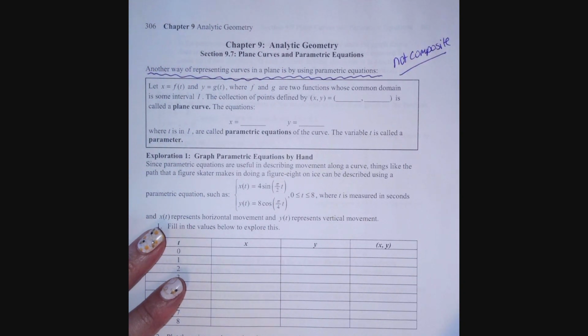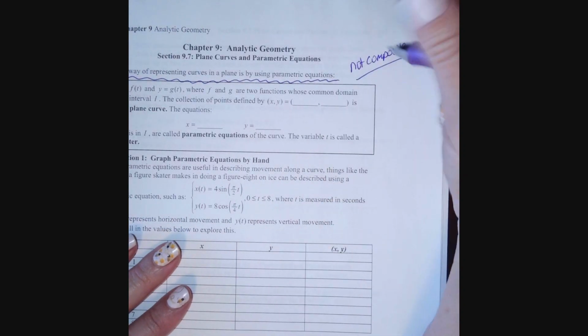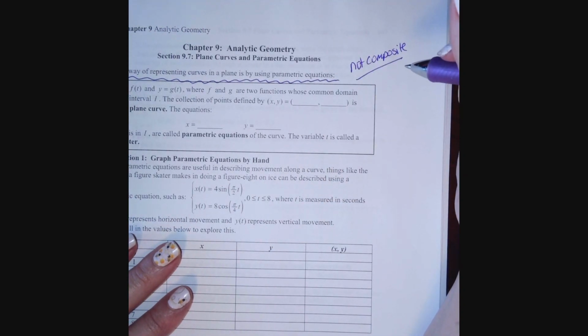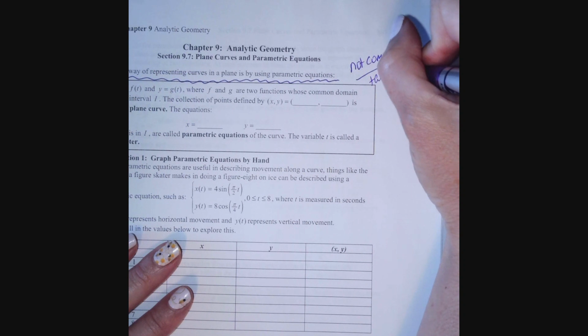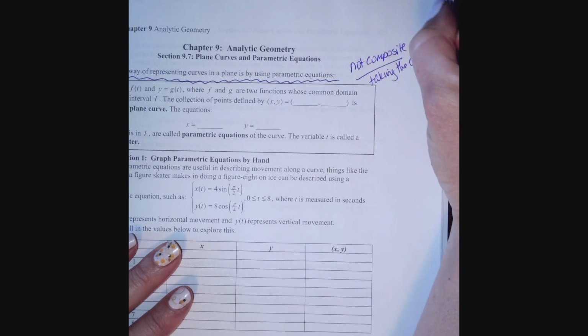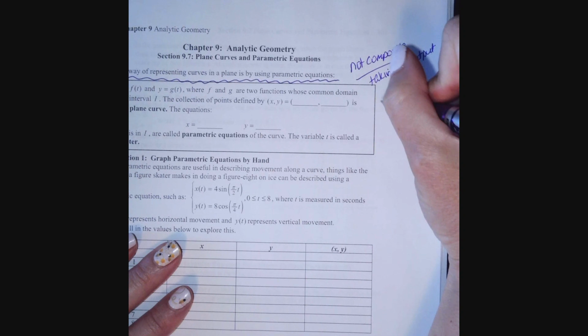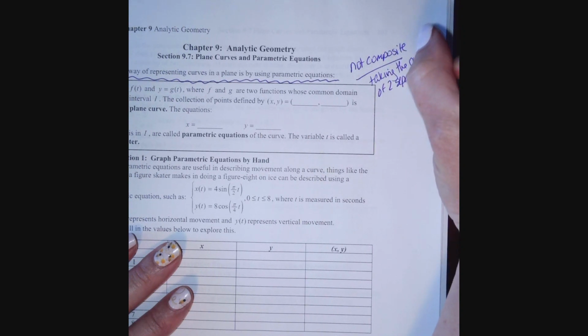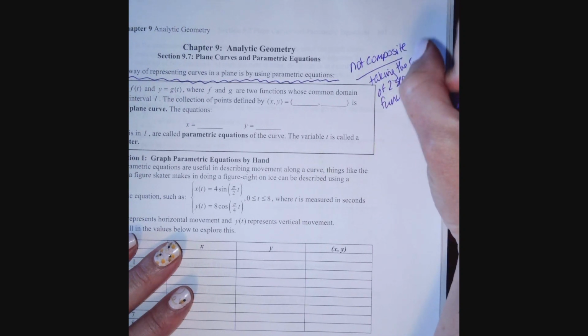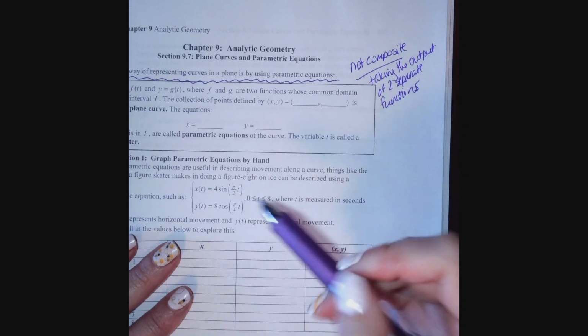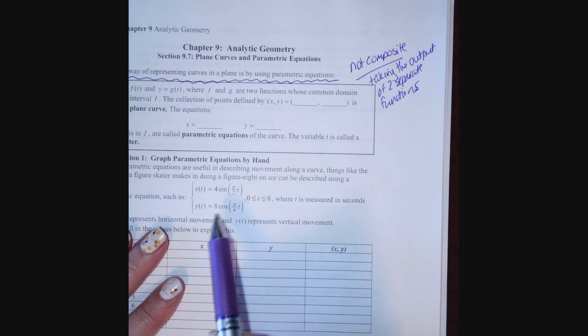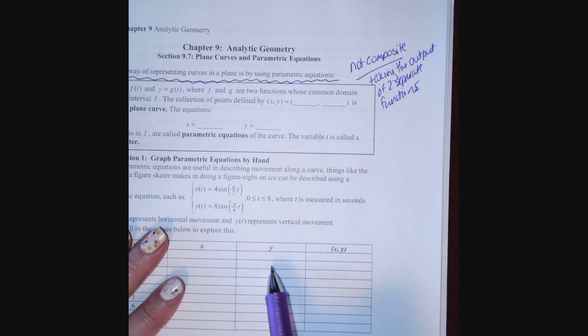If you remember from college algebra when we did composite functions, we would take the output of one function and use it as the input for the next. That's not what we're doing. With parametric equations, we are taking the output of two separate functions and using those outputs to form our ordered pairs that we're going to graph. This first function gives us the output for the x coordinate, and the second function gives us the output for the y coordinate.